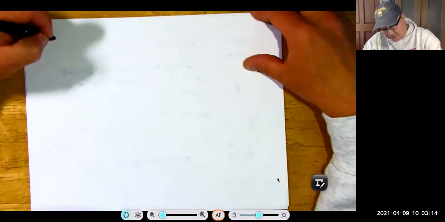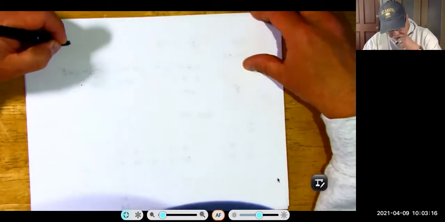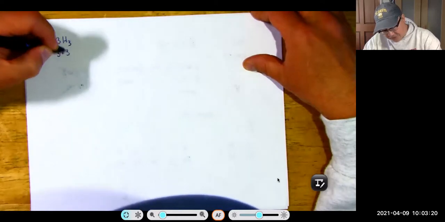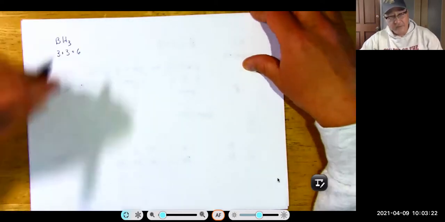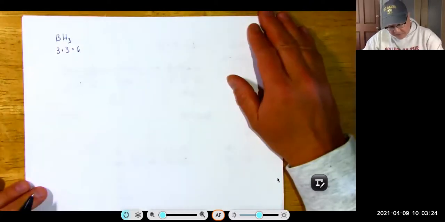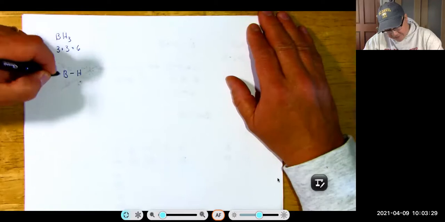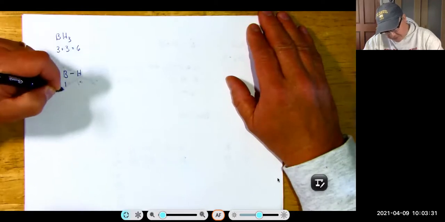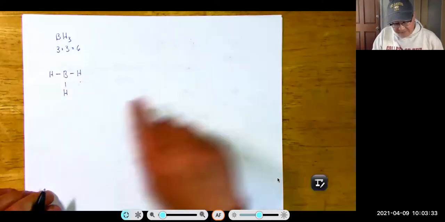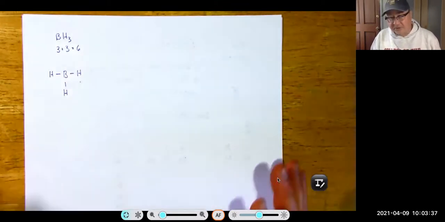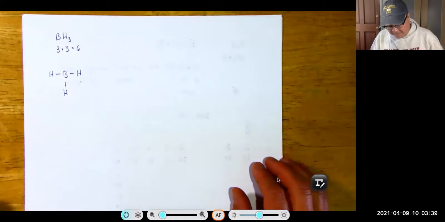So for BH3, we've got 3 plus 3 electrons for 6 total. And we're going to put boron in the middle because it likes to make 3 bonds. And we're going to put the hydrogens on the outside. So you can see here, we've used all 6 electrons. So it's going to be impossible for boron to have an octet.